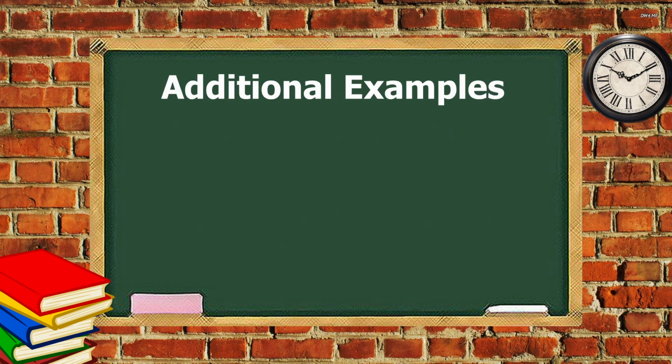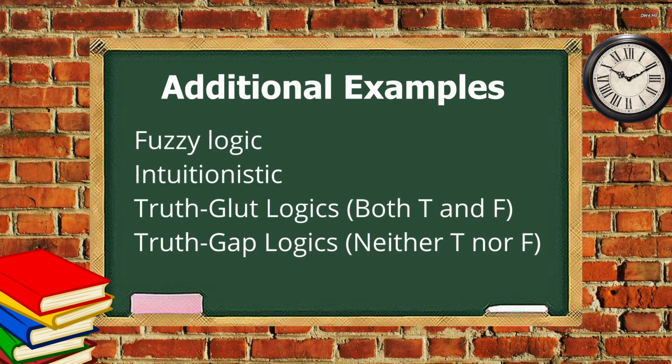Additional examples of logics that don't necessarily use the canonical laws of logic would be fuzzy logic, intuitionistic logic, and any type of logic that allows for truth-value gluts, where a propositional sentence is both true and false, and truth-value gaps, where a propositional sentence is neither true nor false.